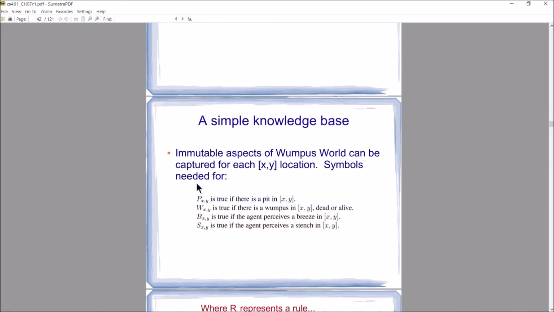So take a look at this first line, P of xy. That'll be true if there's a pit in xy. Say P22 is true if there's actually a pit in square 2,2. W of xy is true if there's a Wumpus in xy, whether it's dead or alive. B of xy is true if the agent perceives a breeze in xy. So if there's a breeze in square 3,1, then B of 3,1 is true. And then similarly for smell, or for the stench.